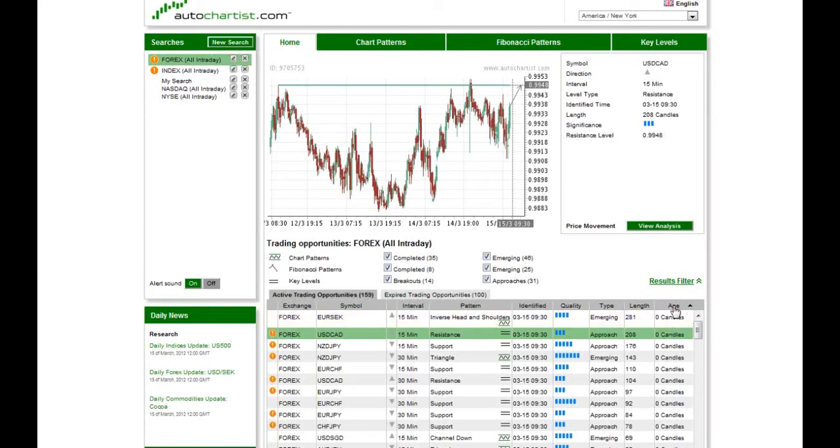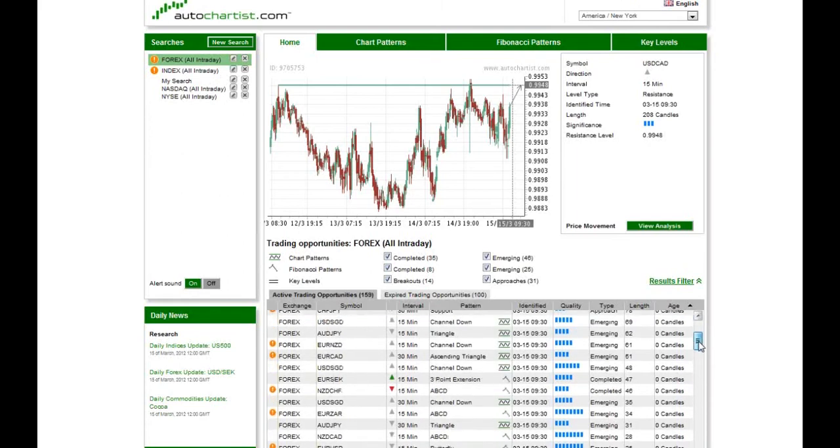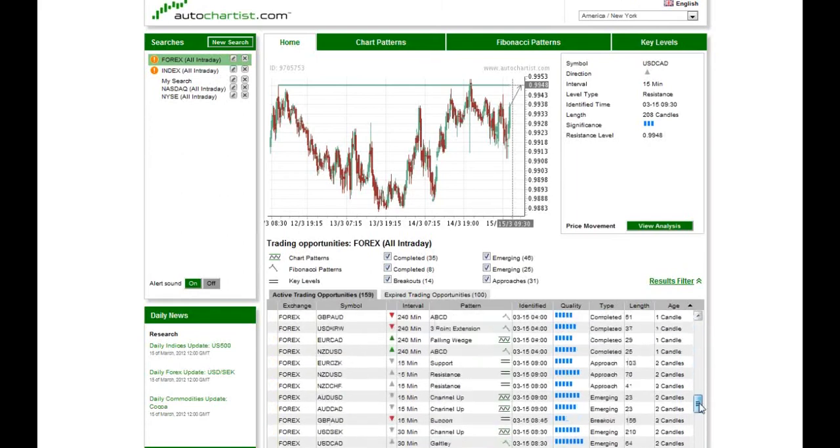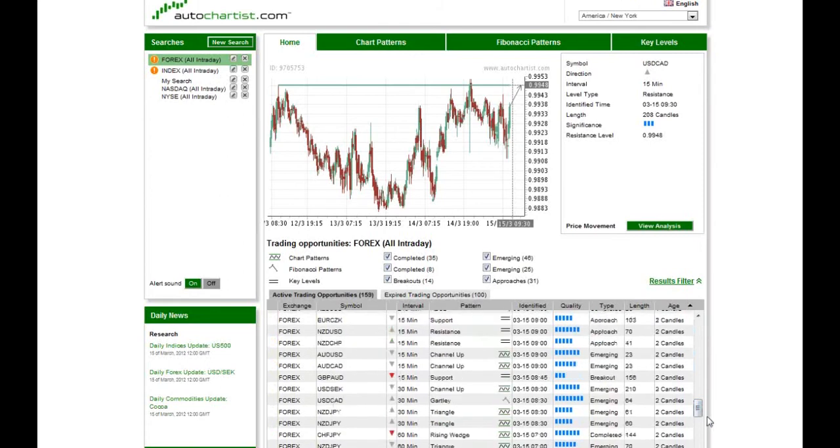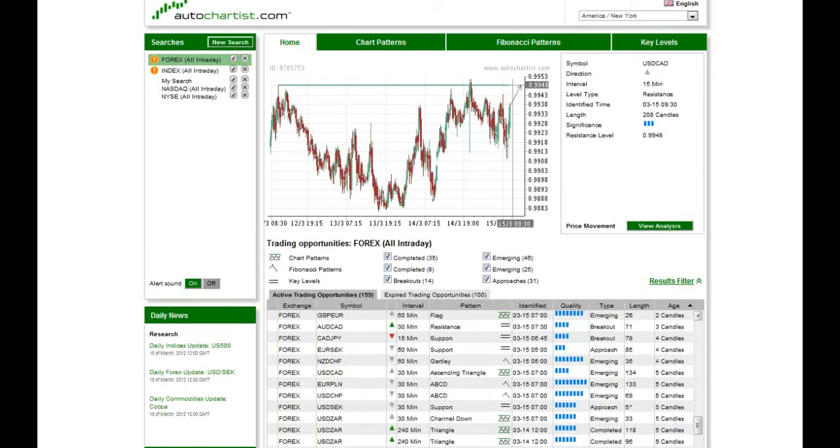So if we look at the very top of the list, which is really where all the latest patterns come through, because the list is sorted in ascending order of age, that means the 0 age is at the top. The latest opportunities are at the very top. If we scroll more towards the bottom of the screen, we can see that the aging candles actually start increasing: 1, 2, 3, 4, 5, etc.